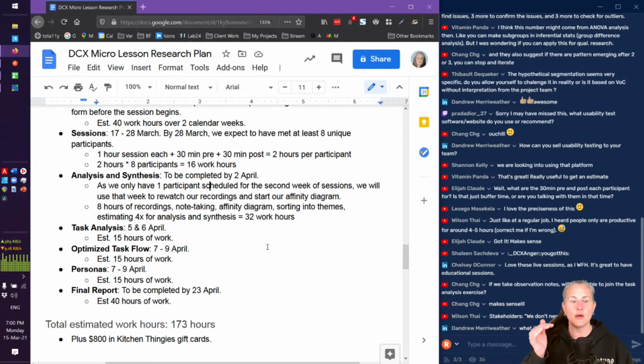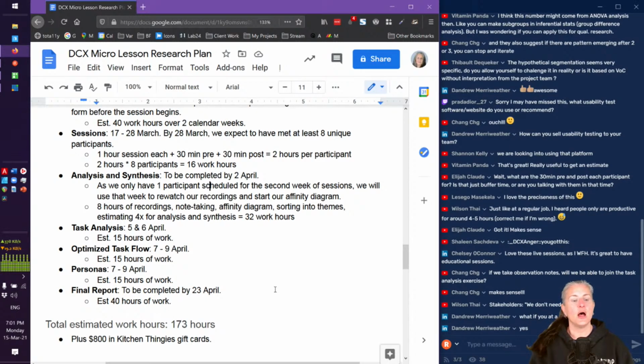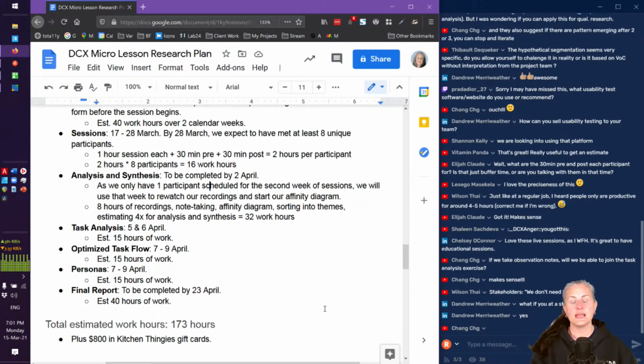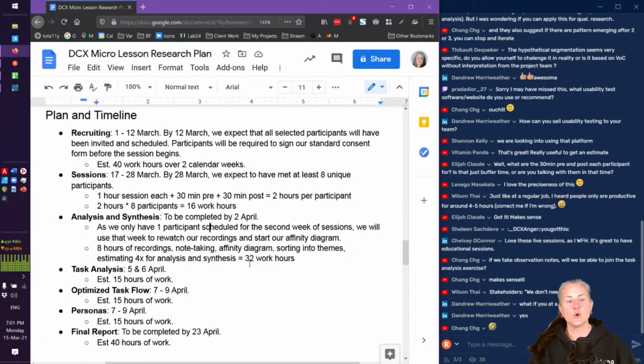Now, I've pared this down to meeting 8 people. Could we take away anything from this? Do we have to do personas? We don't have to do personas. We saved 15 hours. Do we have to do task analysis and optimize task flow? I think they're very important. I wouldn't want to skip them. You could try to build some of the same things into the report, but these are things I don't like to see skipped. To do research right, pretty much most of these pieces have to be there.